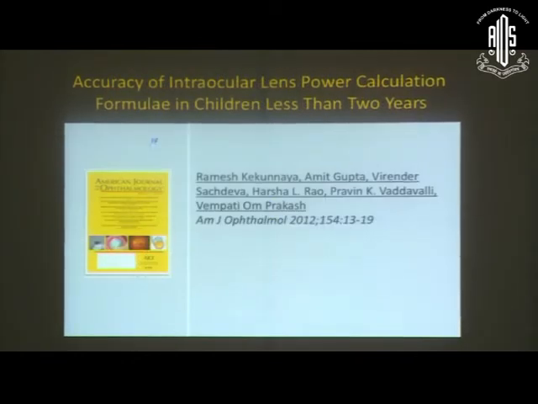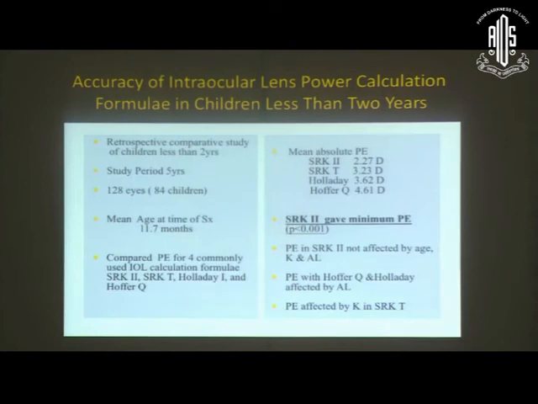Coming to the last study, which came from India, the L.V. Prasad group, Kekunia et al., in the American Journal of Ophthalmology. This was significant because they studied children less than 2 years old. So this is what we wanted. The very small eyes were a little unpredictable.